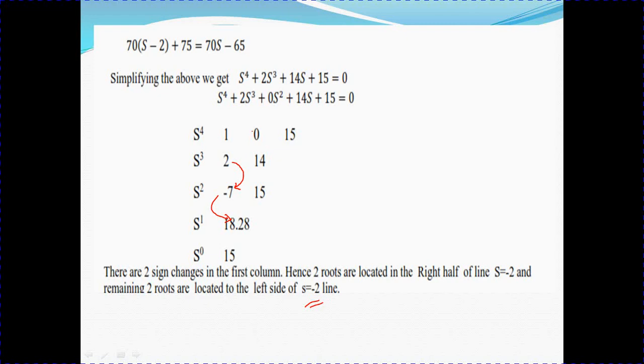Because the highest power of s in the characteristic equation is s to the power 4, you are going to get 4 roots out of it, and in that, two sign changes constitute our two roots on the right hand side of the s equal to minus 2 line. Similarly, the remaining two will be on the left hand side of the s equal to minus 2 line. So this is how we need to assess the relative stability of the system.